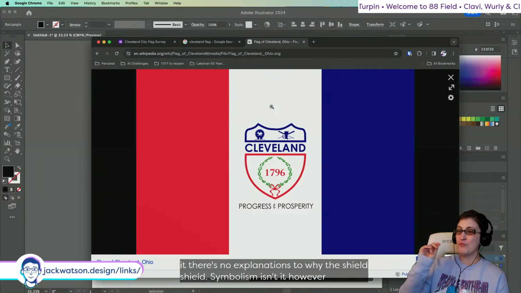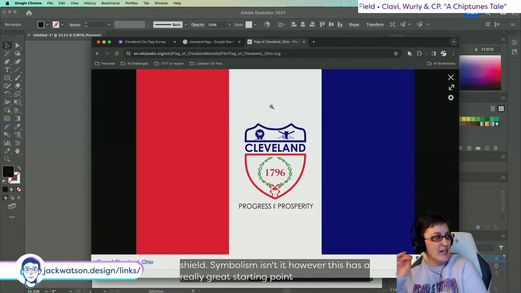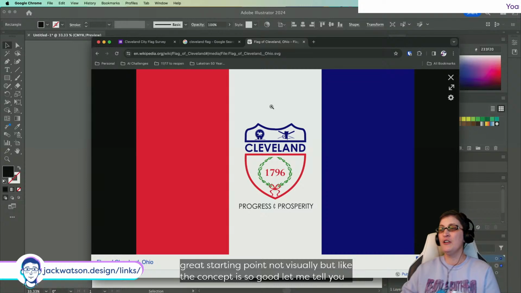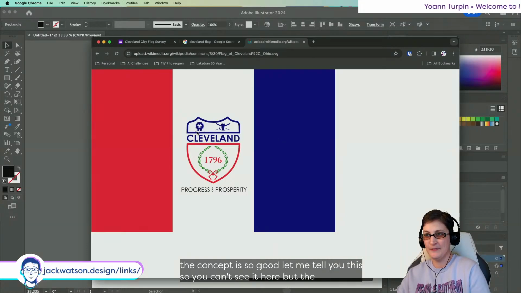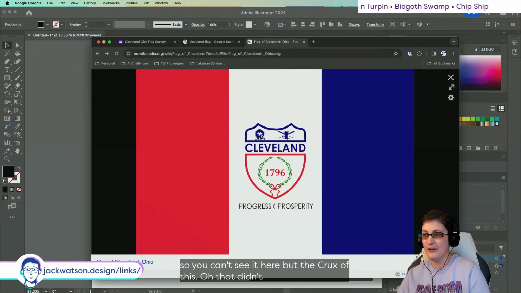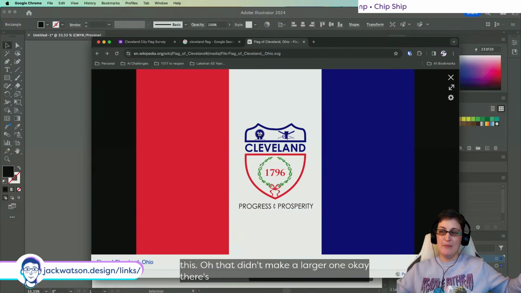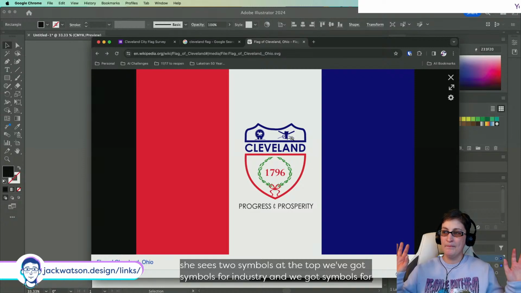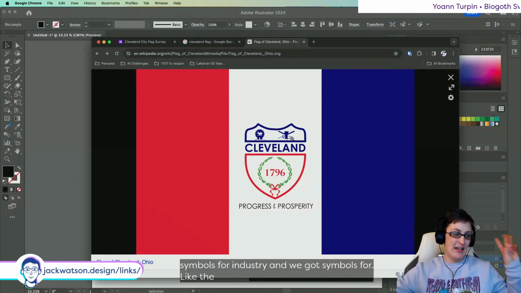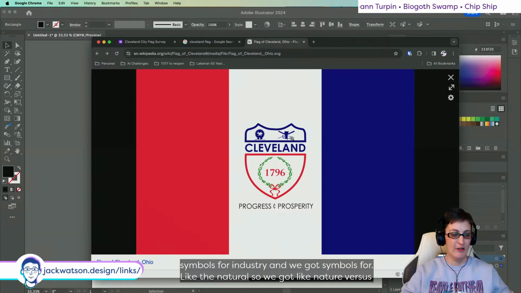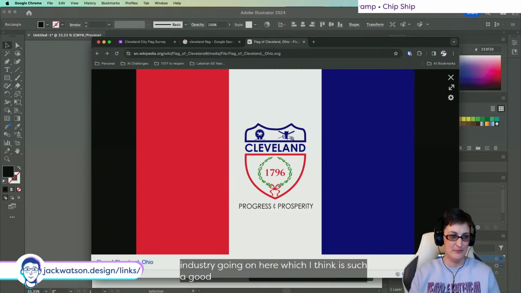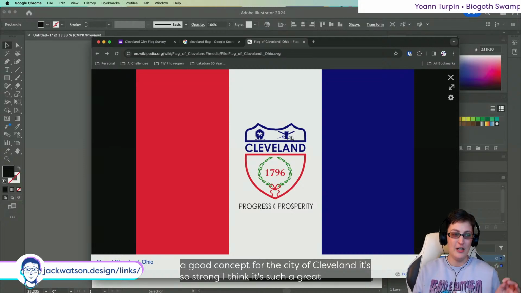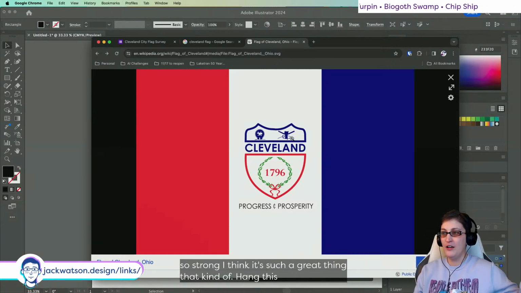However, this has a really great starting point. Not visually, but the concept is so good. Let me tell you this. You can't see it here, but the crux of this... Oh, that didn't make a larger one. Okay. So you see these two symbols at the top. We've got symbols for industry, and we've got symbols for the natural. So we've got nature versus industry going on here, which I think is such a good concept for the city of Cleveland, right? It's so strong. I think it's such a great thing to hang this whole flag on.